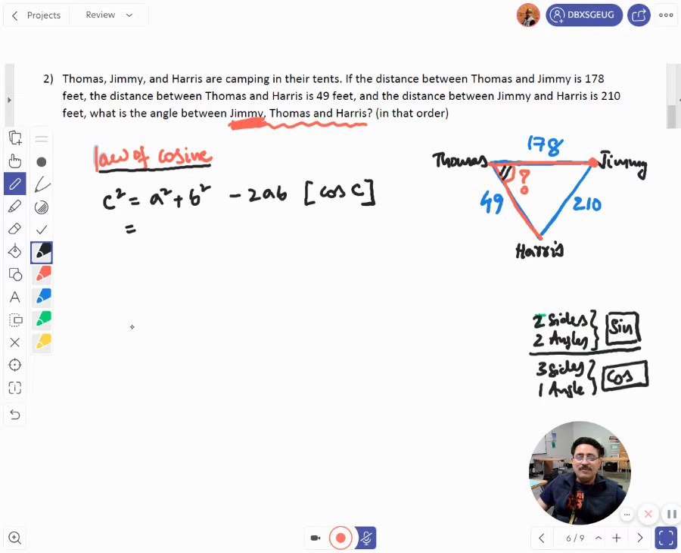The missing angle, if you assume it as c, you may take it whichever way you want, then that goes here. Therefore, let me take this now as cos x degrees, and if this one is c, the opposite side is going to be the lowercase c, therefore c is 210. The other two values, whatever you want, you may take them. So c is 210, a is 49, and b is 178.